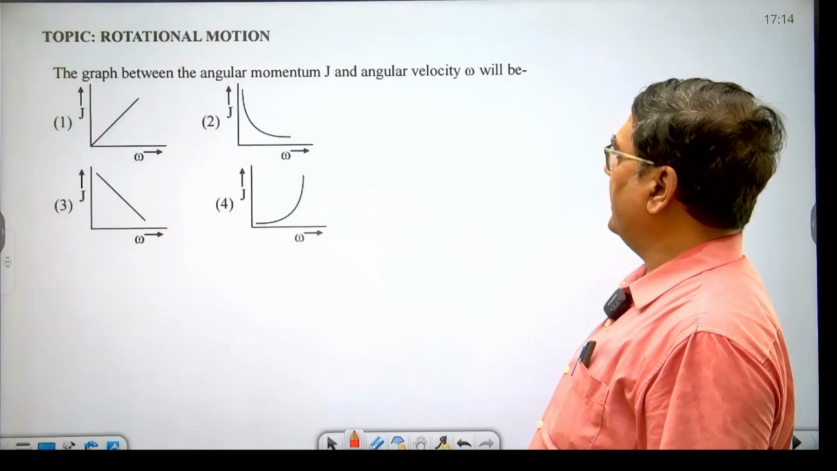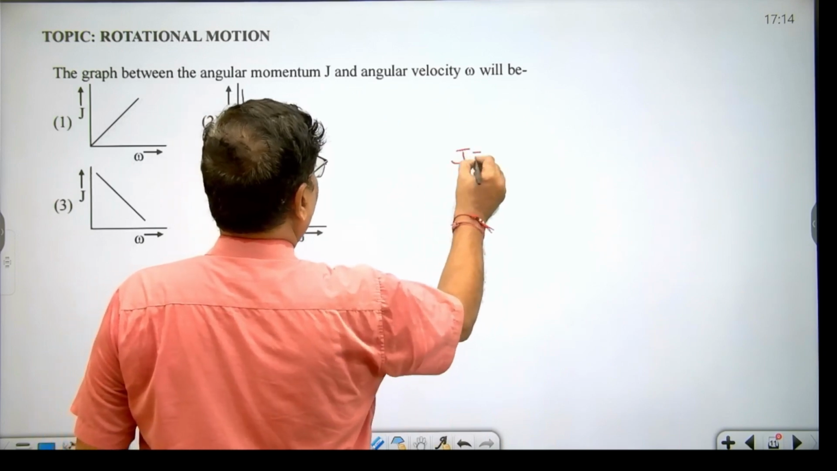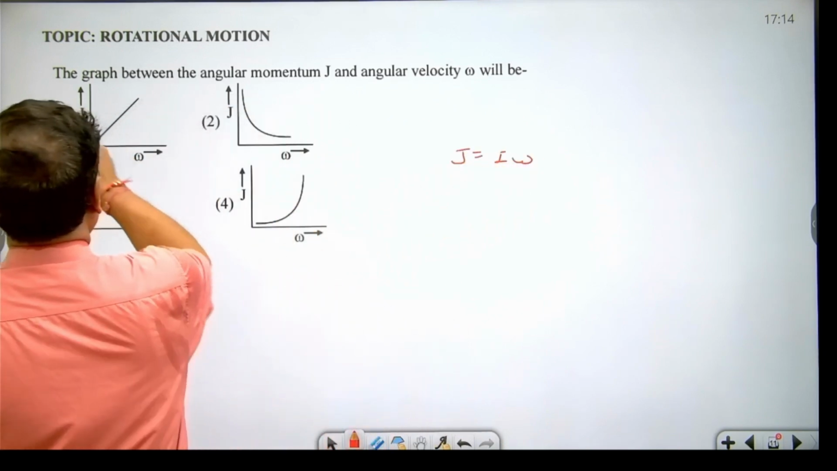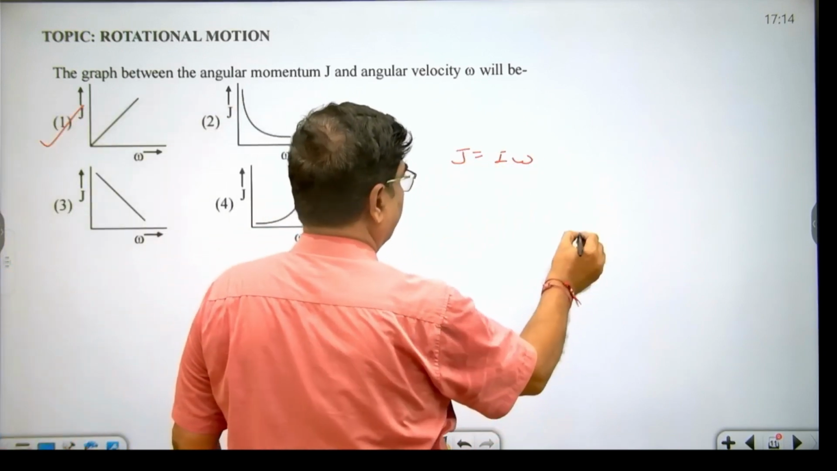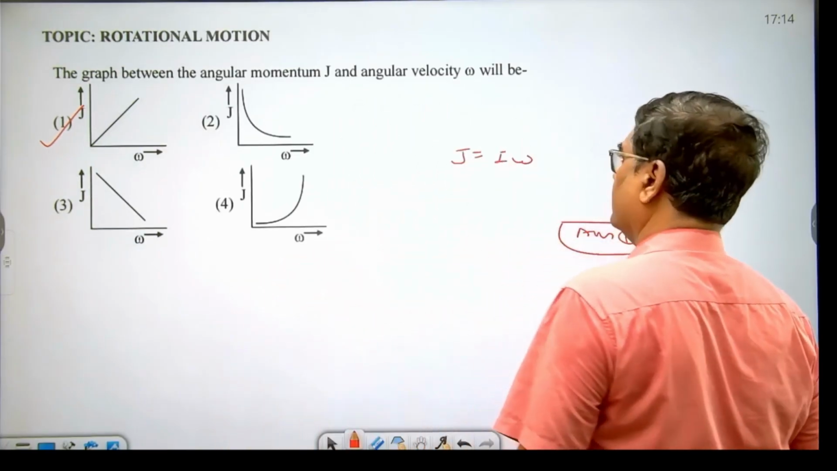The graph between the angular momentum J and angular velocity omega will be, J equals I omega. So graph is option 1. Option 1 is the correct answer.